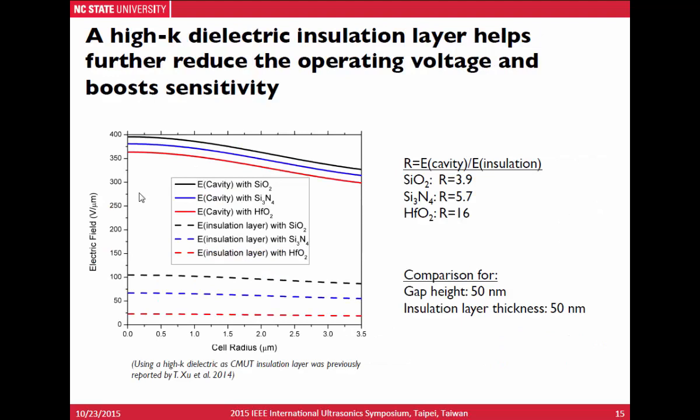Another way to lower the operation voltage and boost the sensitivity is to use high-K dielectric, which has been reported before. This simulation shows a structure of 50 nanometers gap height and 50 nanometers insulation layer thickness. And we can see that with high-K dielectric, we can achieve a larger proportion of electric field in the cavity, which gives us a higher efficiency. So now the question is, how can we incorporate this high-K dielectric in our process?